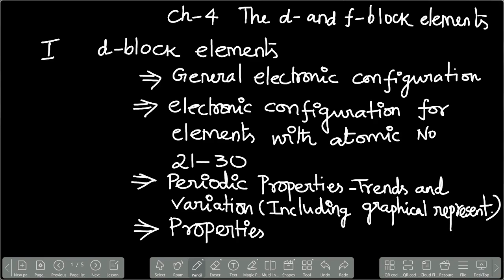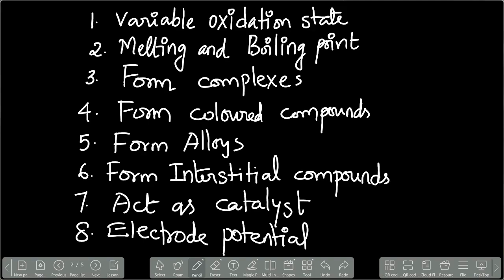And then properties. So what are the properties we have in this chapter? So variable oxidation state.